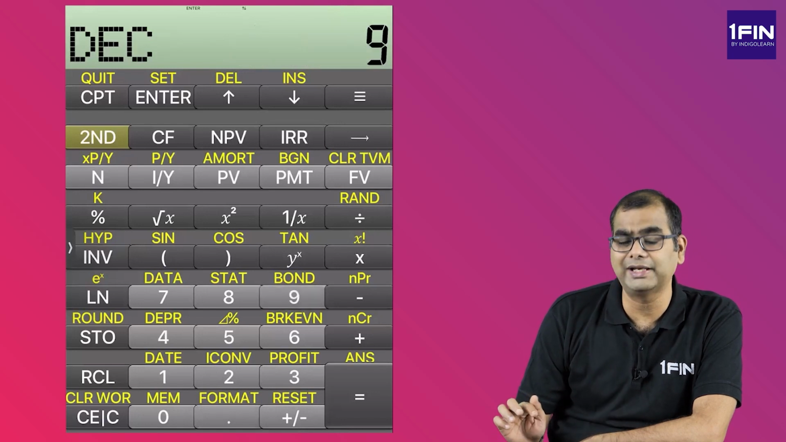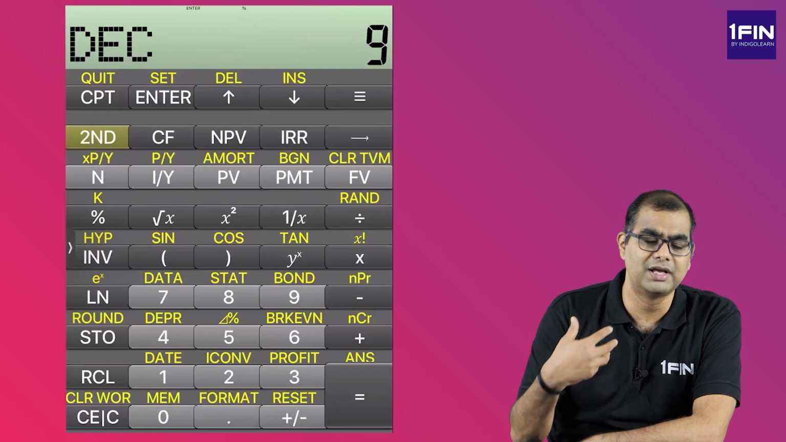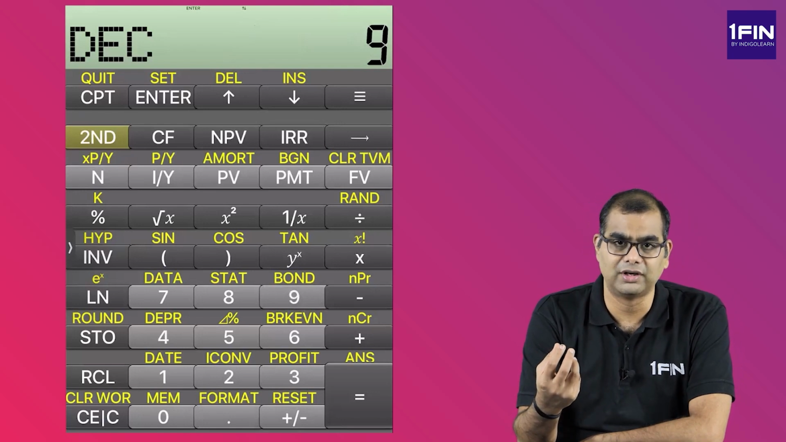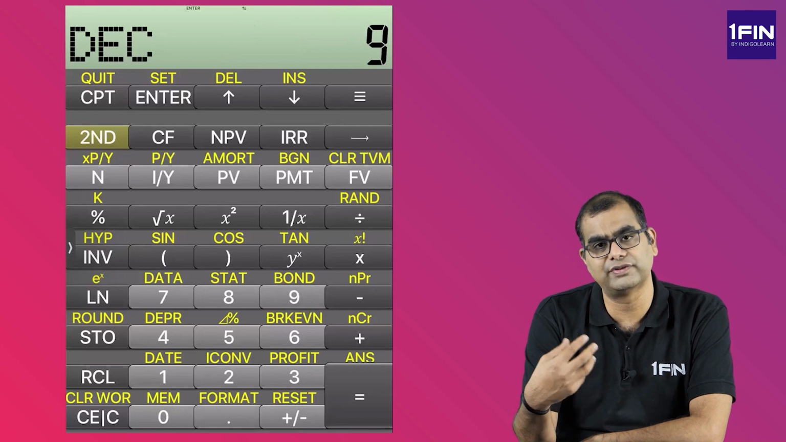Best is 9. Why? 9 is a floating decimal. What is a floating decimal? It shows you the exact decimal count that is there. So if 2 decimals are there, it will show you 2. If 8 are there, it will show you 8.